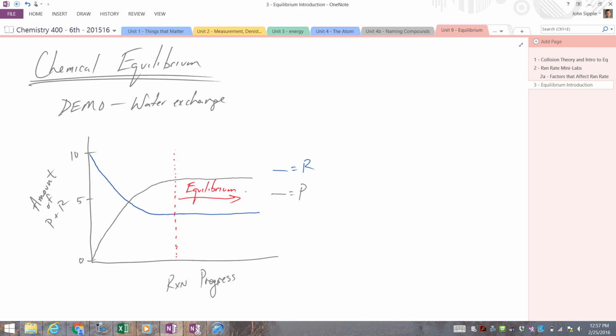Did the reactions stop happening? No, they kept trading water back and forth, back and forth, back and forth. The reaction's still happening. But the amount of reactants and products is constant. That's equilibrium. Okay? That's when equilibrium is reached. Once the amounts of each stay steady.